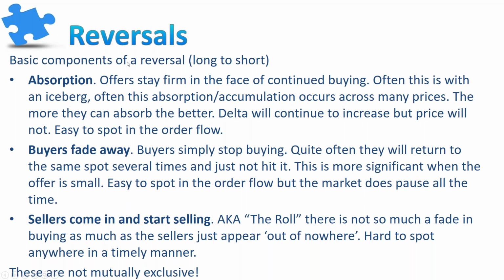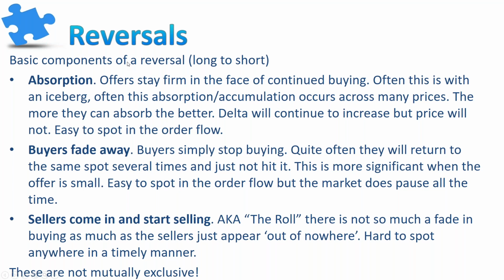The second element of reversal is buyers fading away in an up move, and you can reverse that for the opposite direction. So what happens is you reach a price, a few contracts trade there, the market ticks back down, goes back up to that price, and again a handful of contracts trade. Depending on the market, that can happen over one price or a few, but it's very clear. You suddenly see there's just no interest from the buyers anymore.